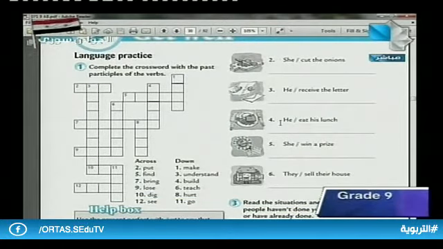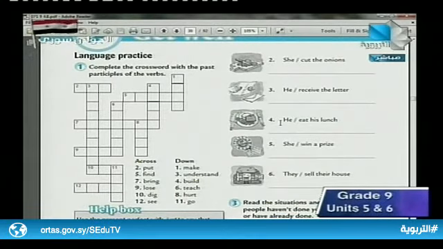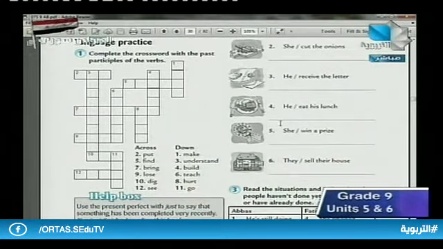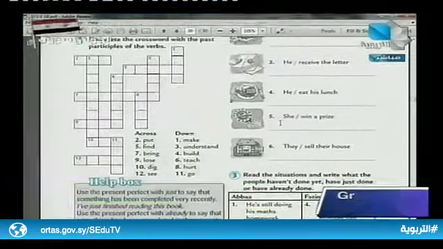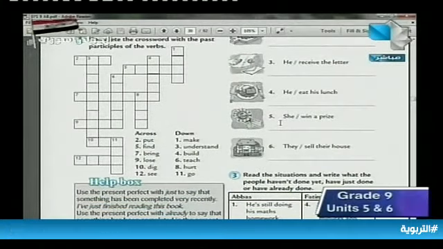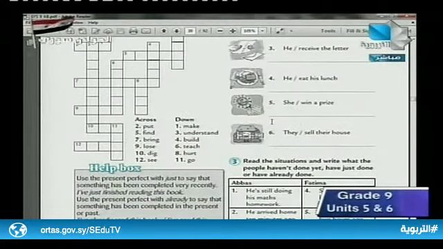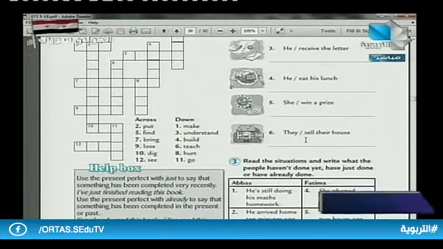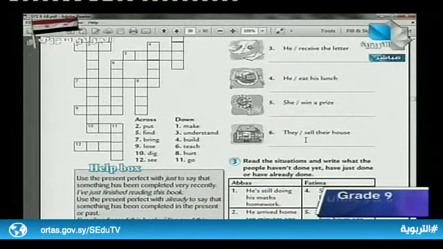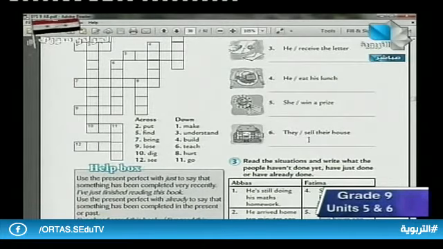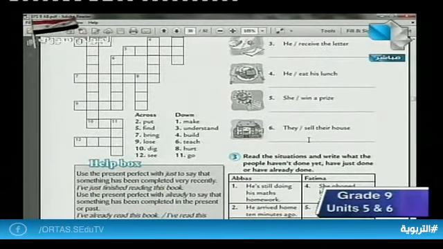In the next picture, we have a plate full of food. So he eat his lunch. He hasn't eaten his lunch yet because the plate is still full. Number 5, she win a prize. Here, she has just won a prize because in front of us you can see a picture of the prize, and we have to put just here. Number 6, they sell their house. In the picture, there is a sign for sale. So they haven't sold their house yet.